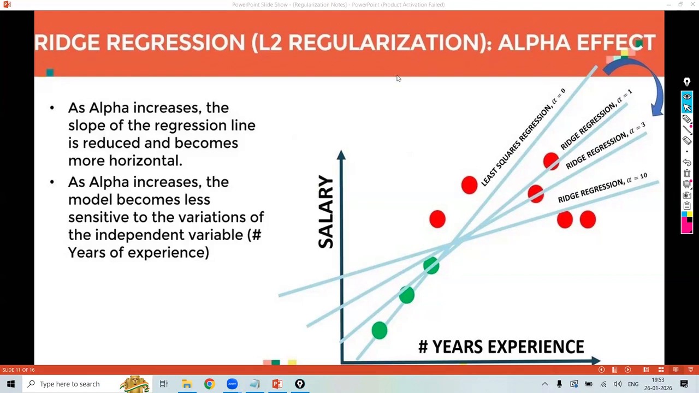Everyone, within the ridge, what are the problems you are having? What are the doubts you are having within the ridge? Please ask me now.